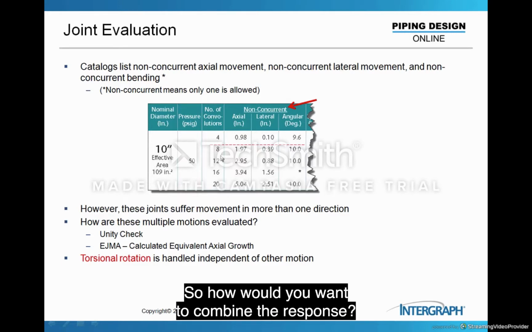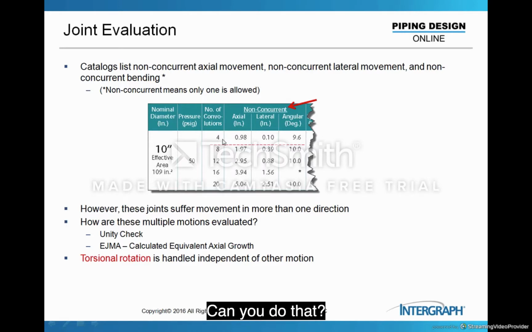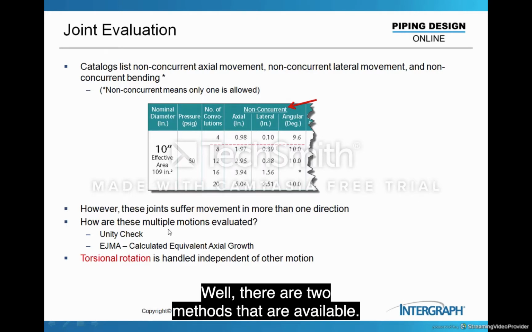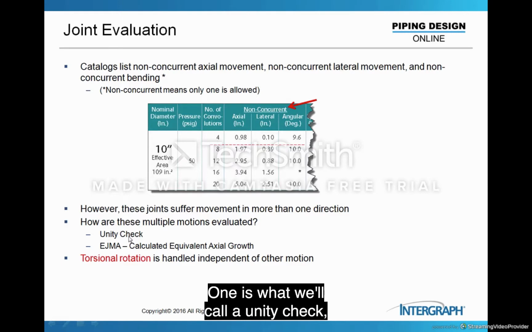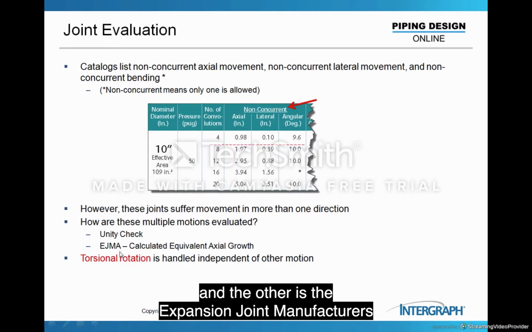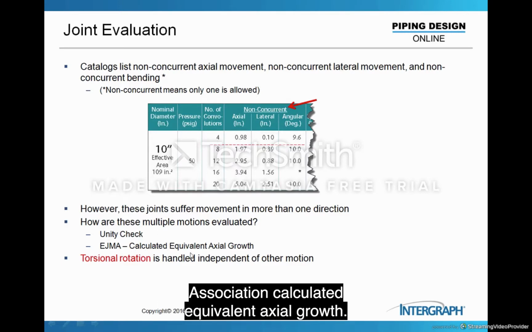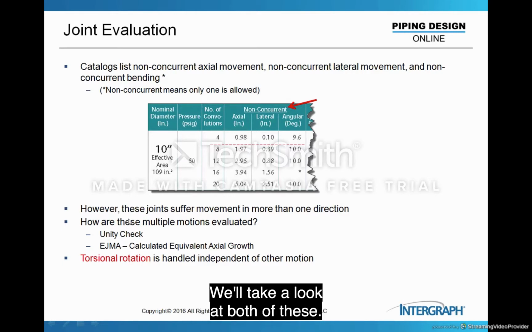So how would you want to combine the response? Can you do that? Well, there are two methods that are available. One is what we call a unity check, and the other is the Expansion Joint Manufacturers Association calculated equivalent axial growth. We'll take a look at both of these.